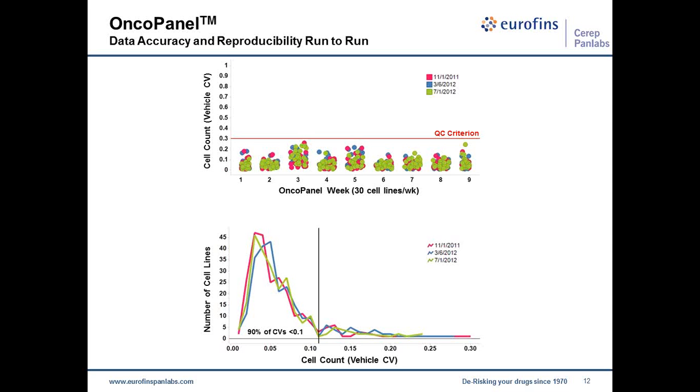Oncopanel typically is run over an 8 or 9 week schedule with about 30 cell lines per week. So I'm showing you the results from 3 successive Oncopanel runs. Each circle represents a different cell line. Each color represents a different Oncopanel run. You can see that overall the variability in this assay is quite low and consistently that way. On the bottom, this is another level of granularity shown. Again, color coding is by different Oncopanel runs, so 3 successive runs are shown. And what I wanted to point out was that actually 90% of the vehicle CVs are less than 0.1. So the majority of the data is extremely tight.